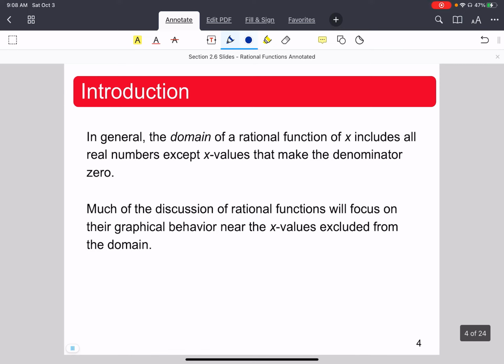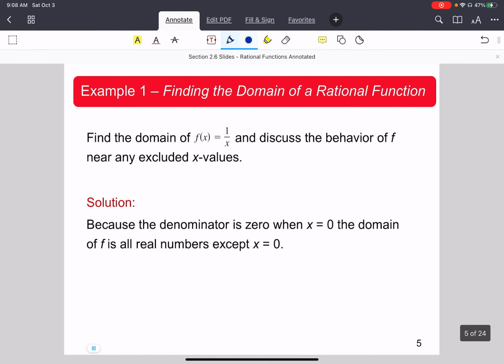In general, though, the domain of a rational function of x includes all real numbers except x values that make the denominator zero. So that's the key thing. We're going to make sure that the x value that we think for the domain is not going to make the bottom zero. Much of the discussion in this chapter is going to focus on the graphical behavior near the x values excluded from the domain.